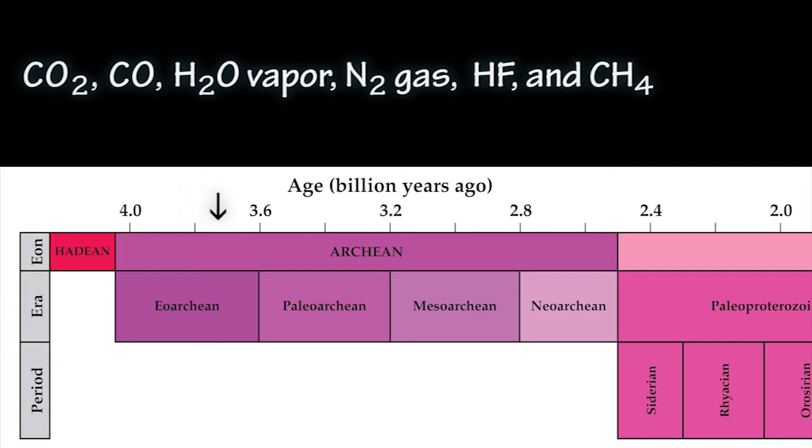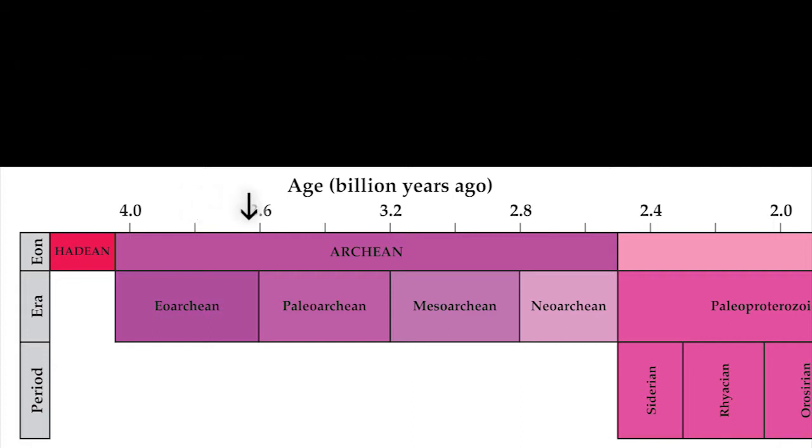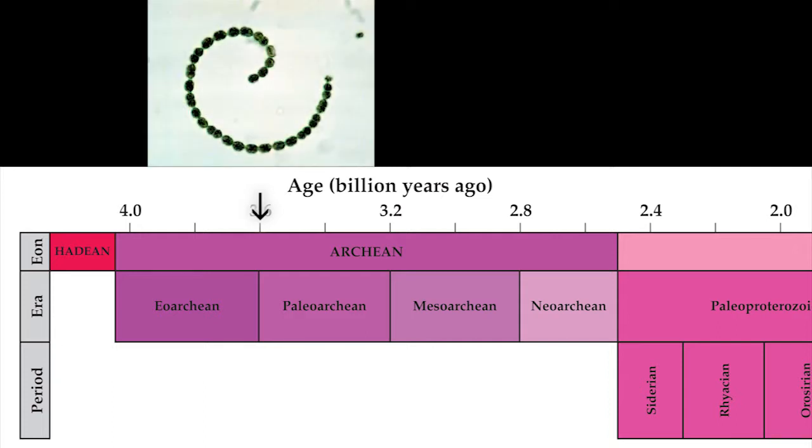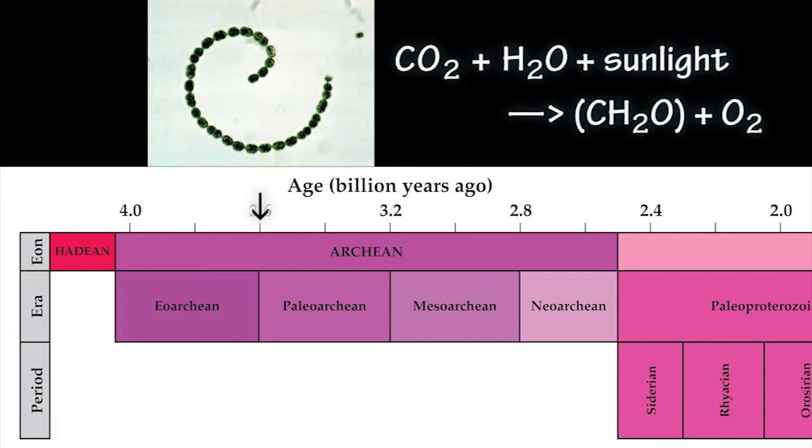Within a relatively short time, perhaps as early as 3.6 billion years ago, photosynthetic bacteria appeared. Photosynthesis then, as it does today, released oxygen gas from the combining of carbon dioxide and water. Carbon dioxide plus water plus light produces carbohydrates plus oxygen.